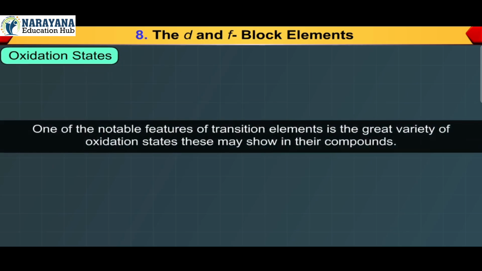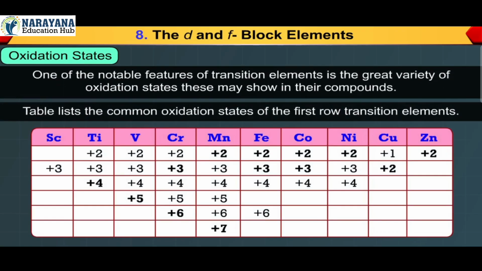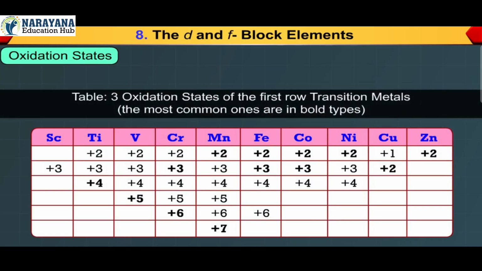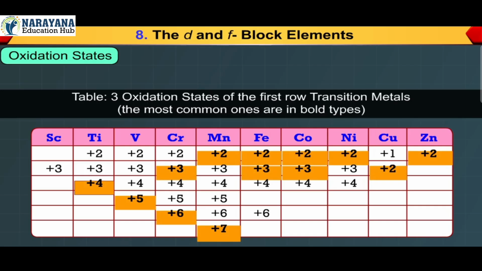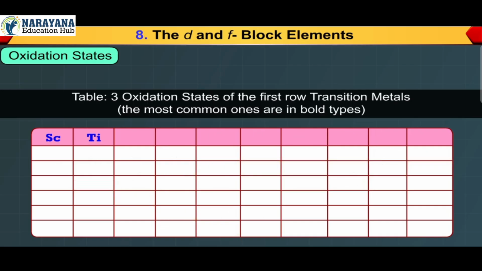Oxidation states. One of the notable features of transition elements is the great variety of oxidation states these may show in their compounds. The table lists the common oxidation states of the first row transition elements. Table 3. Oxidation states of the first row transition metals, the most common ones in bold type: scandium, titanium, vanadium, chromium, manganese, iron, cobalt, nickel, copper, zinc.